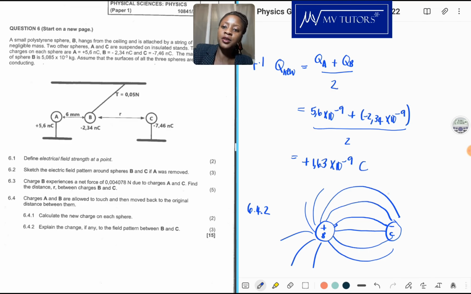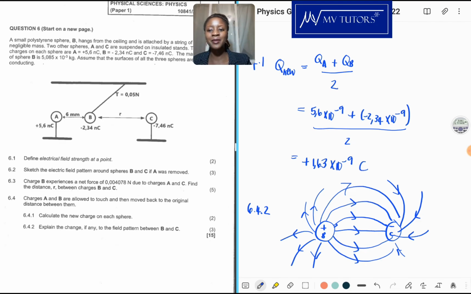So these are the new field lines, where you have it going from positive to negative, okay? I think they might give you marks for illustrating. They didn't ask us to illustrate, but if you are a visual learner, just like me, you would like to illustrate. So it says explain the change, if any, to the field pattern.